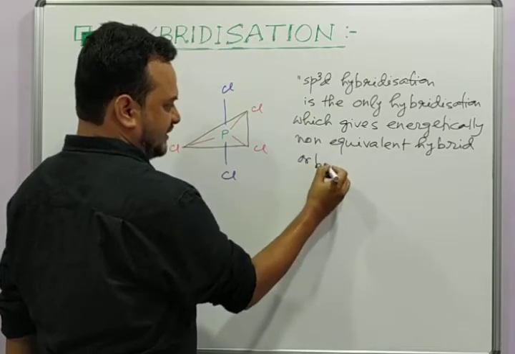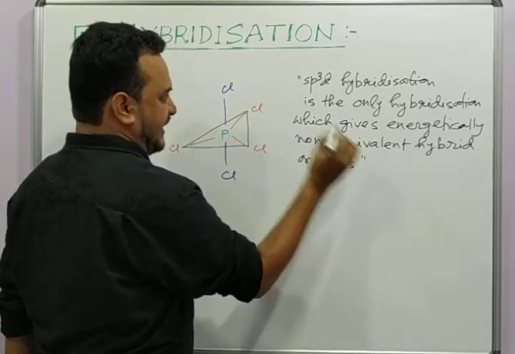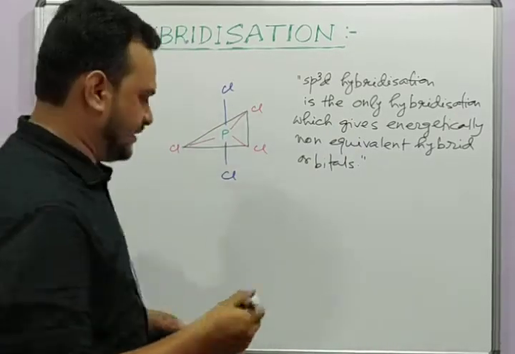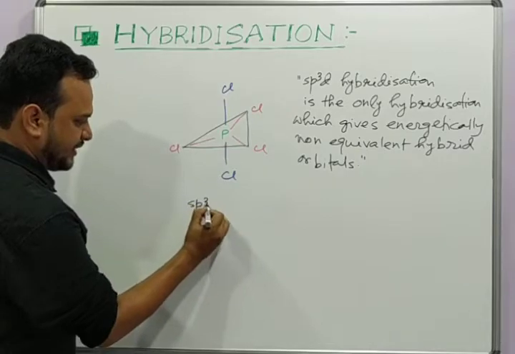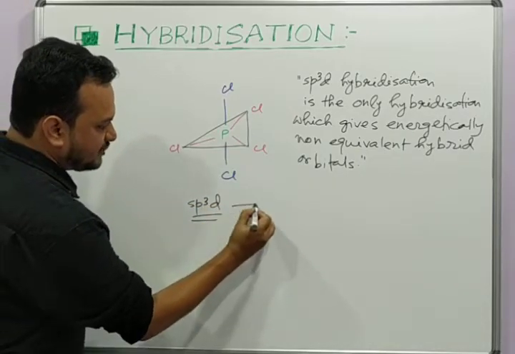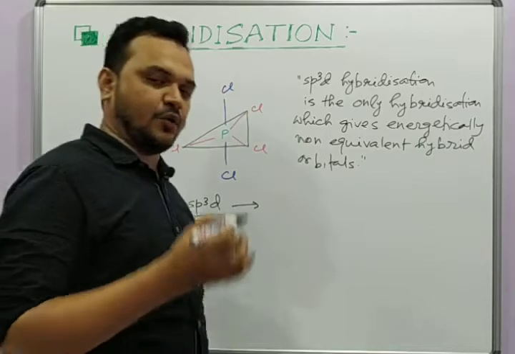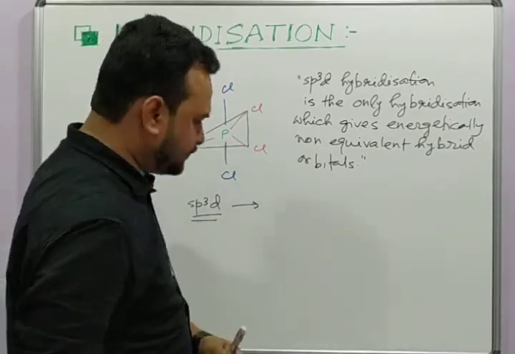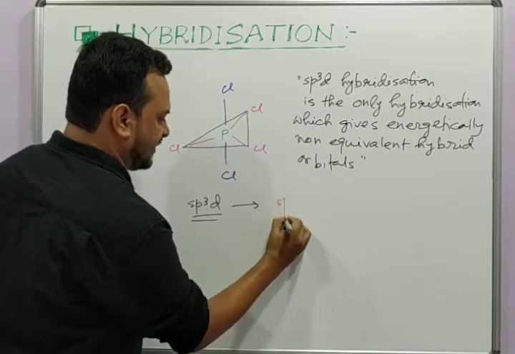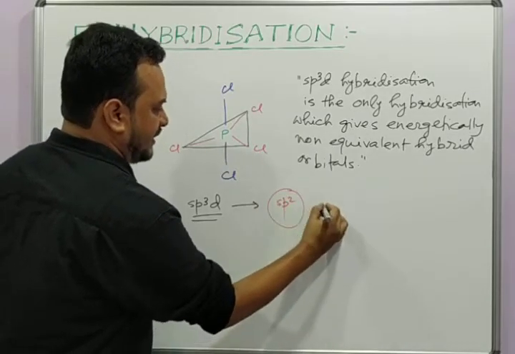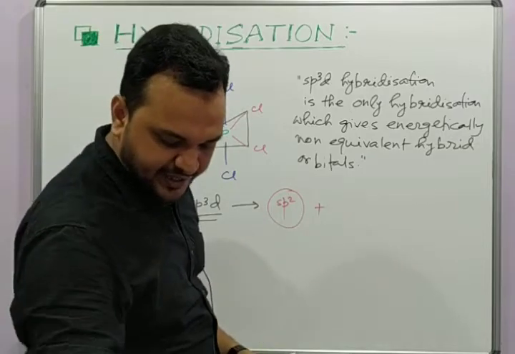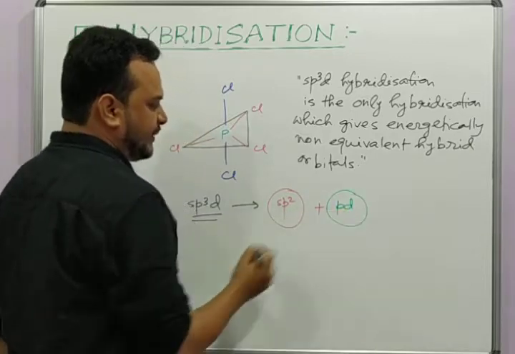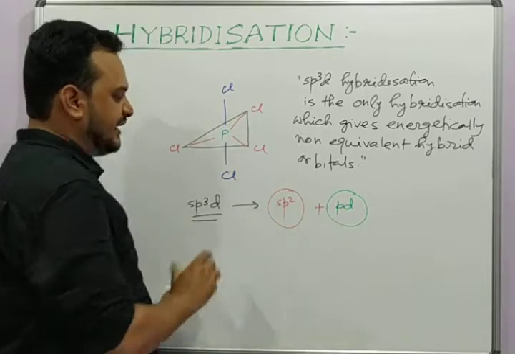now to explain this, we can think that sp3d hybridization is a combination of 2 different hybridizations. And what are those 2 different hybridizations? One is sp2 and another is pd hybridization. So if you add sp2 and pd, then the name comes sp3d.